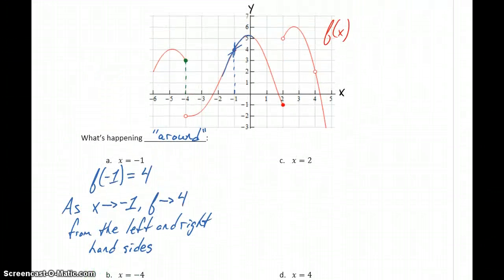Now we want to take a look at what's happening as we approach x equals -4 from the left and right-hand sides. So now things are going to change a little bit because we have this break in our graph. As we approach x equals -4 from the right-hand side, so again, as we trace down this graph, we see that from the right-hand side, we're approaching a value that's different from the function value itself. In this case, from the right-hand side, even though the function never equals -2, our function value is getting closer and closer and closer to that value of -2.